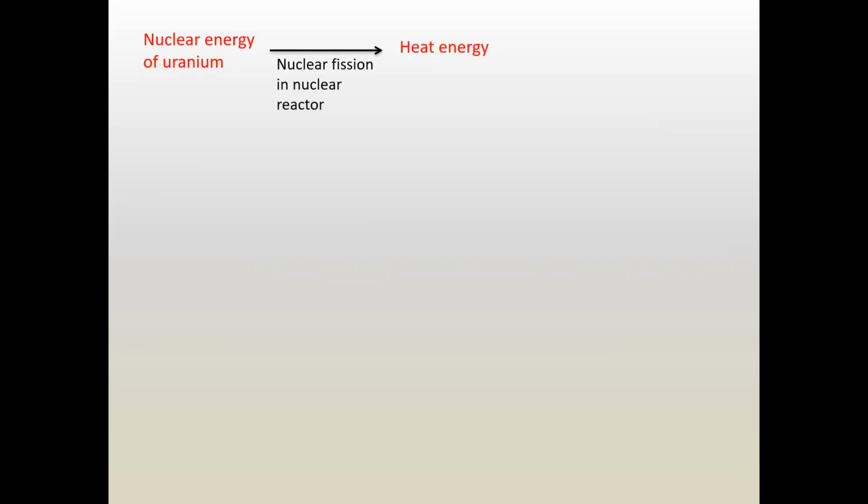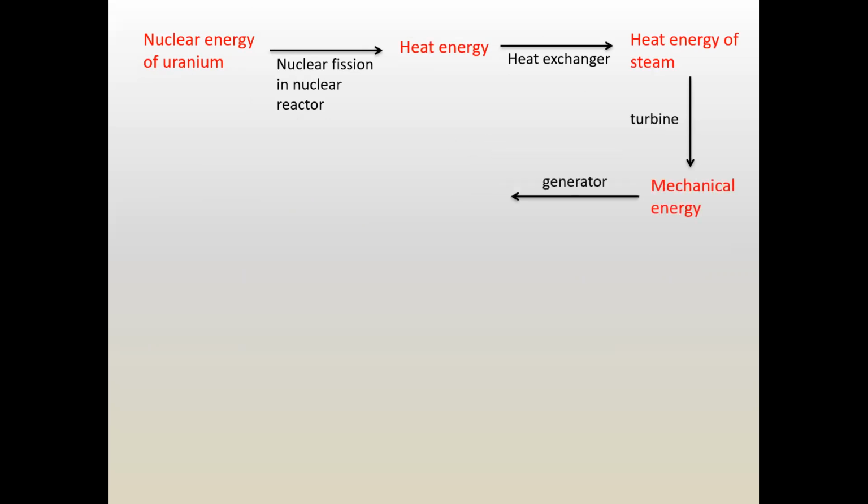As you can see, this is a chain reaction. First, the nuclear energy is converted by nuclear fission into heat energy. Then in a heat exchanger, the heat energy is absorbed by the water, converting it to steam. Then the steam rotates the turbine, and as the turbine is connected to a generator, it produces electrical energy.